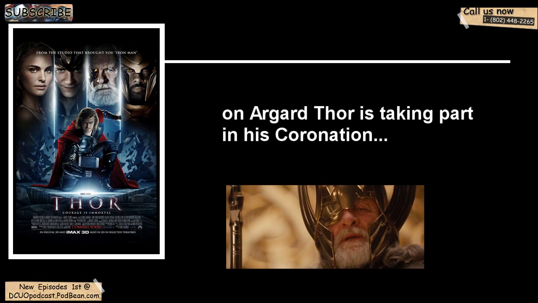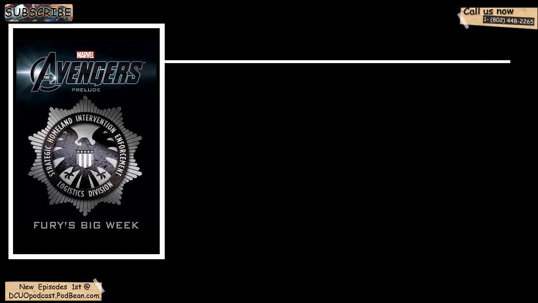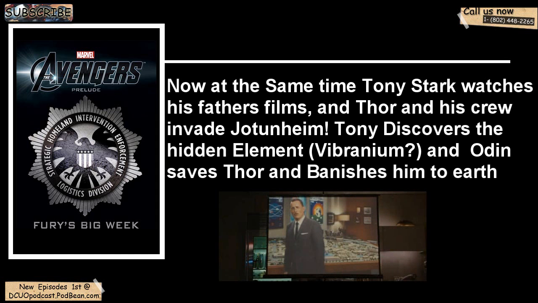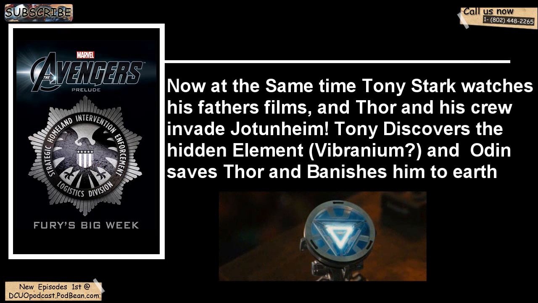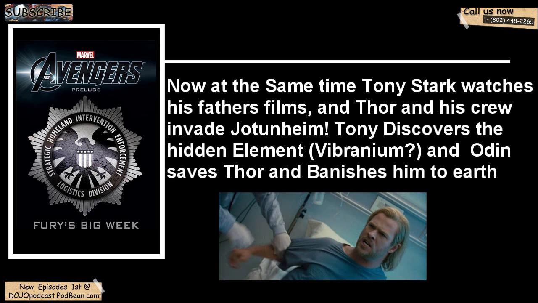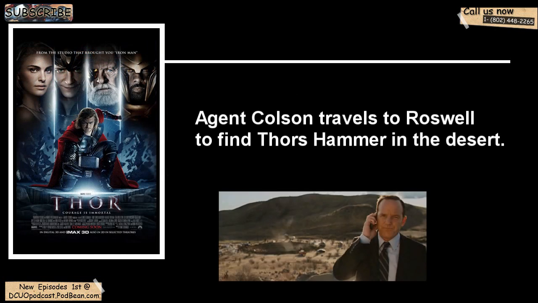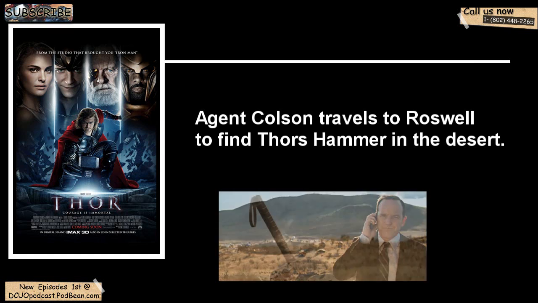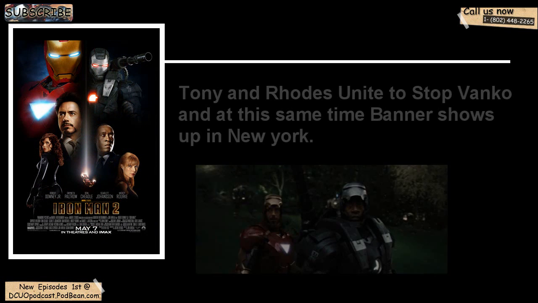Then we go to Thor, and this is happening at the same time as the last scene, where Thor is having a coronation where he's about to become king. During Fury's Big Week, and at the same time, Tony Stark is watching his father's footage, and at this time, Thor and the crew decide to go to Jotunheim and mess everything up. And then Thor is banished to Earth. At this time, Agent Coulson travels to Roswell to find Thor's hammer. We of course see this in Iron Man 2.